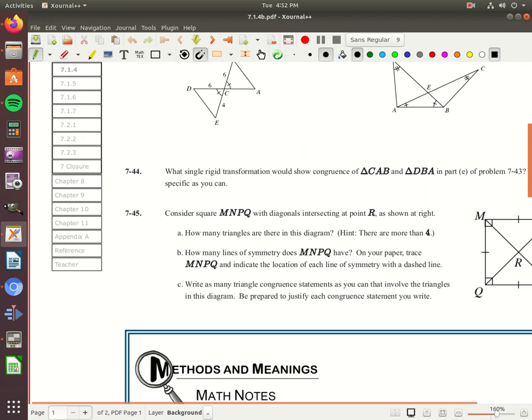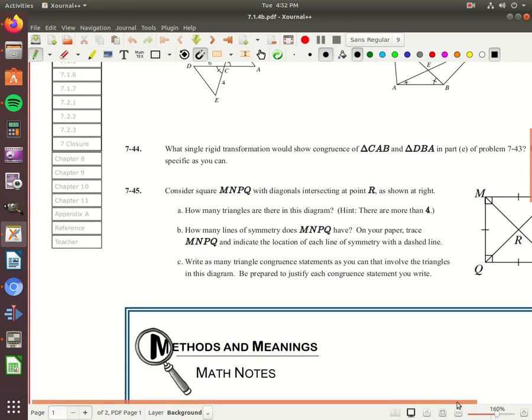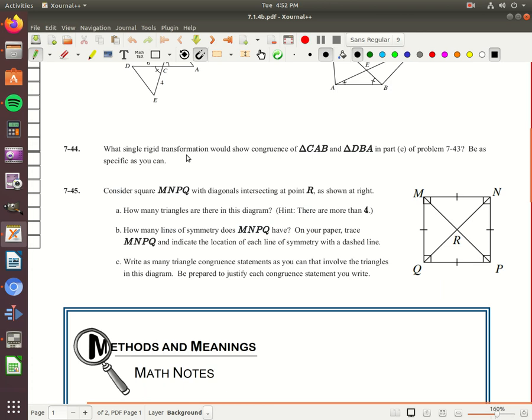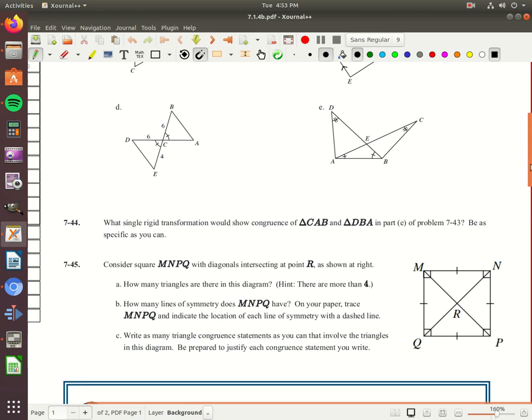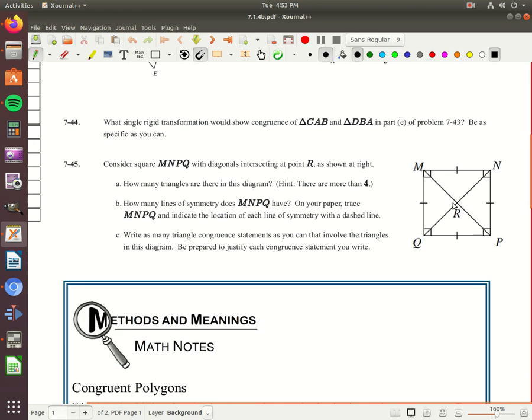And finally, we'll end it up at 744 and 745. 744 says, what single rigid transformation would show you that CAB is congruent to DBA? So what can I do there? I can reflect it, right? If I reflect this triangle, that will match up there. These little slivers will match up, and then the fat corners will match up. The obtuse angles will.